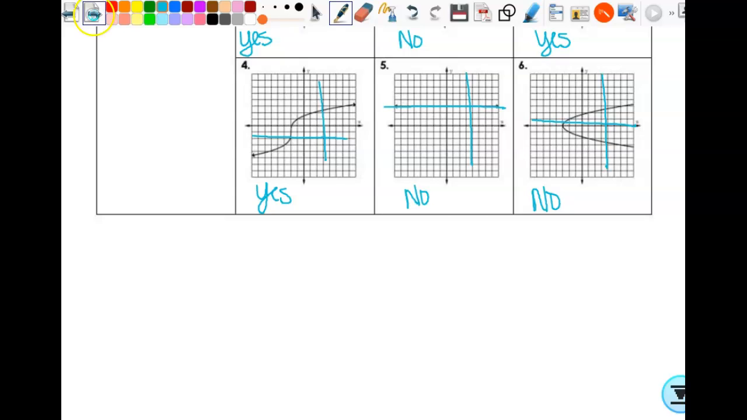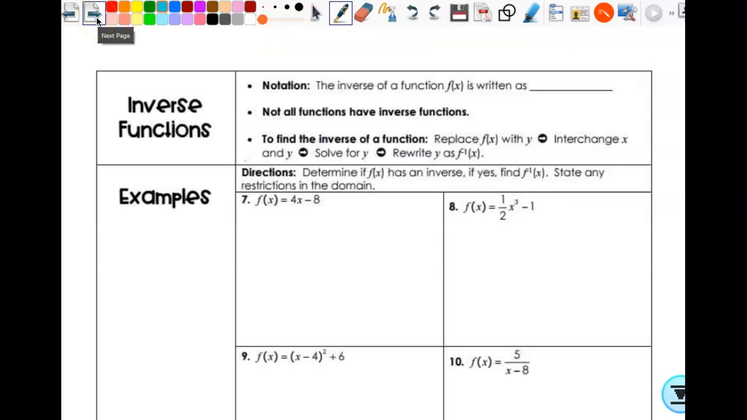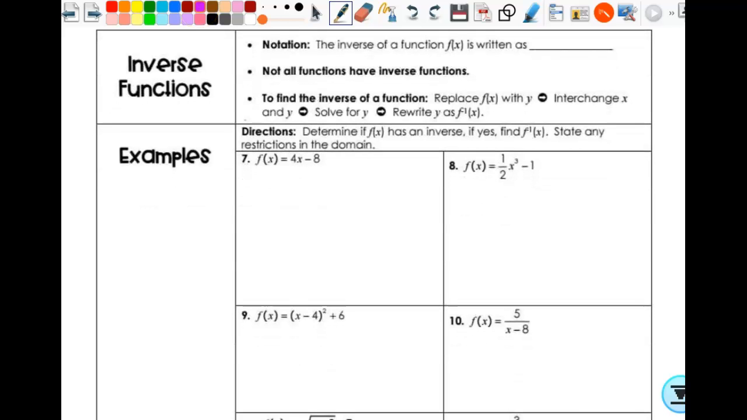All right, so let's look at it algebraically. Inverse functions: when you talk about f of x, the inverse of f of x is f inverse of x. And again, it goes where an exponent would go, but it's not f to the negative 1 power.